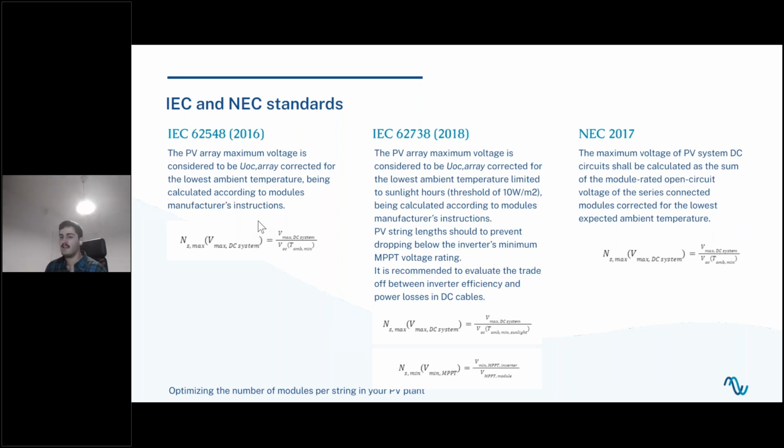Here, apart from this, I would like to highlight that they also suggest that in some cases, with engineering justification and also in accordance with the manufacturers and the local authorities, there may be values exceeding this maximum number of modules per string, but those must have the engineering justification to ensure that we will never be above the maximum voltage of the system.